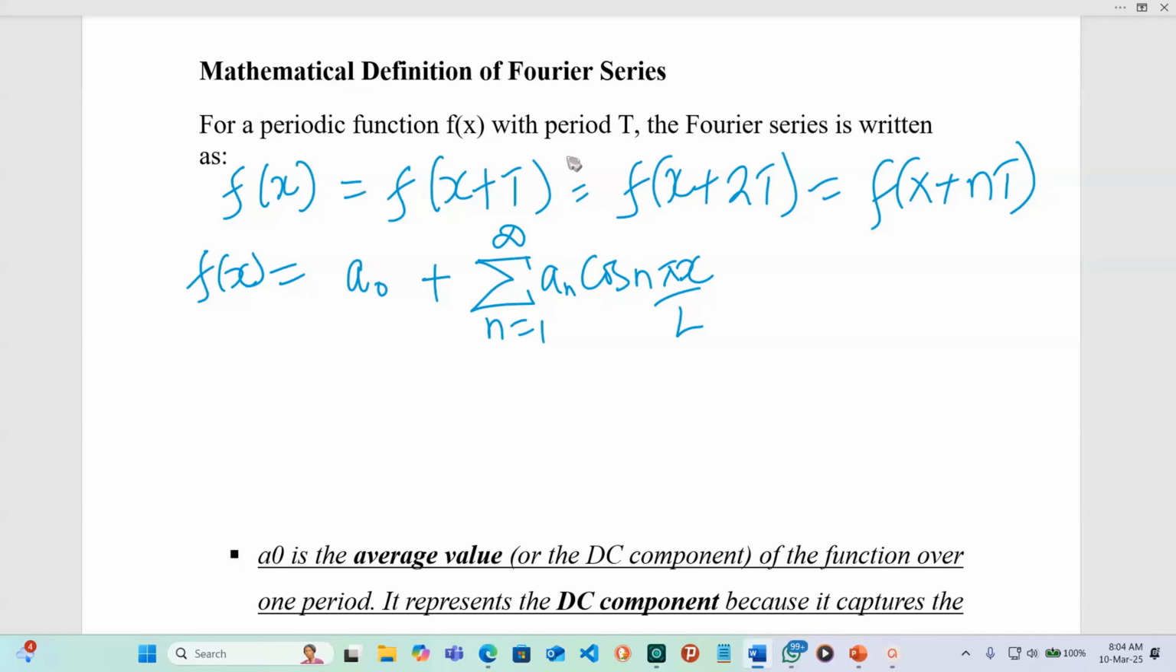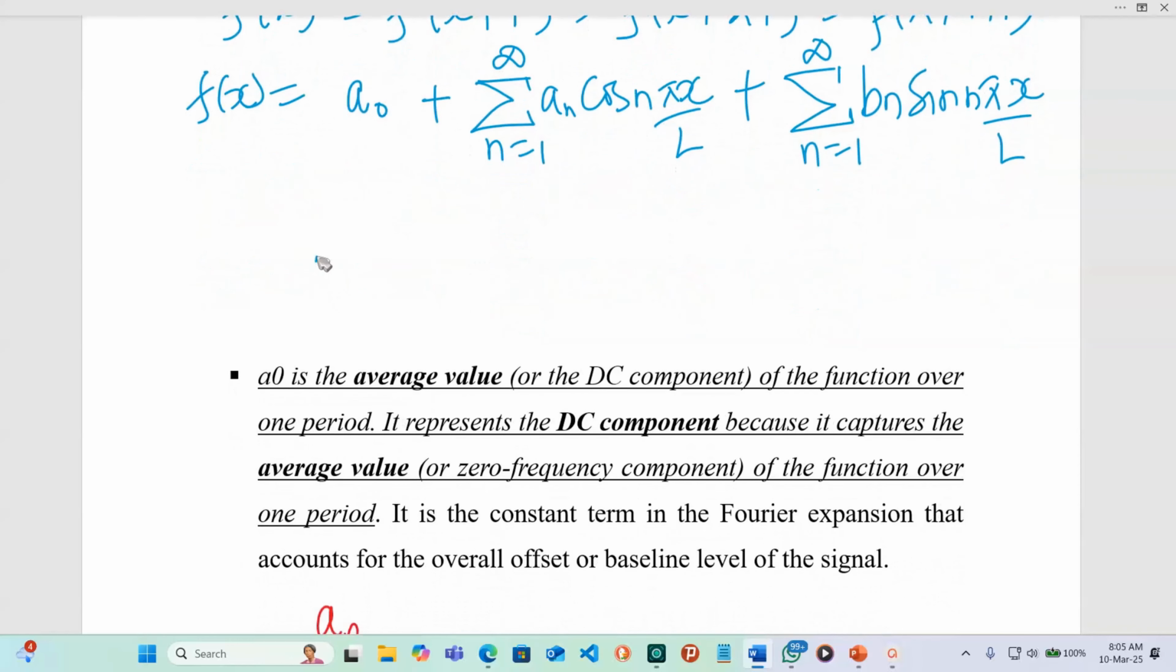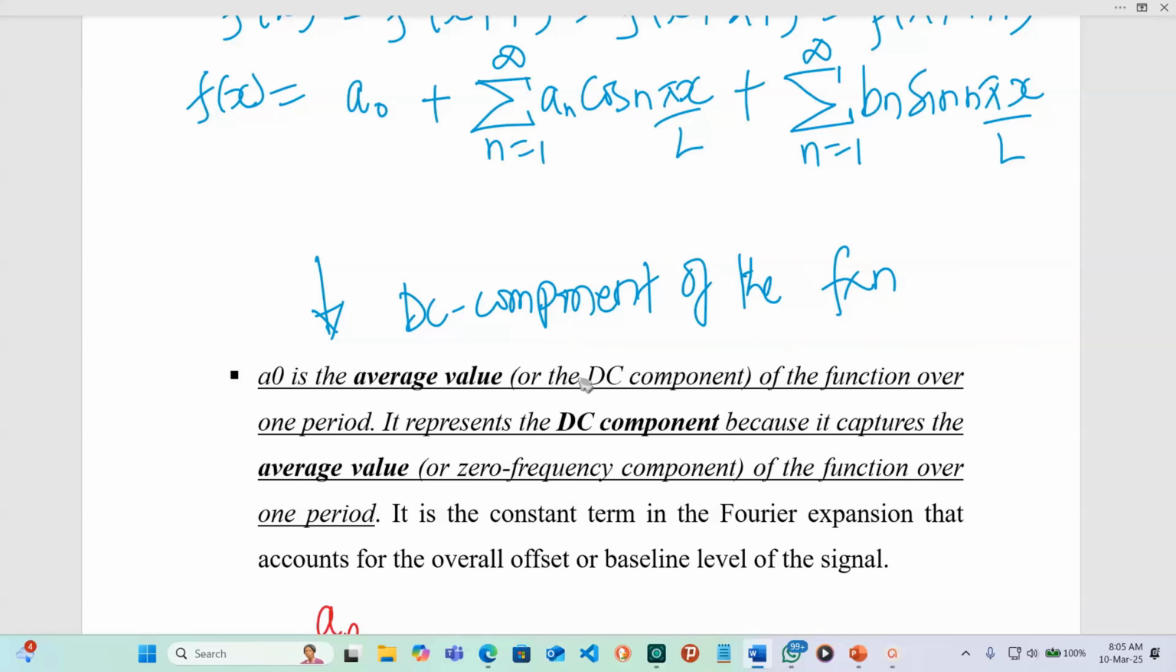In other words, this function is going to be defined over an interval negative r to r. So then we add another one, the sum from n equals 1 up to infinity of b sub n sine n pi x out of r. So we will later on see that a naught is the average component, or the DC component, of the function over the period. So over one period, we shall be calculating a naught.